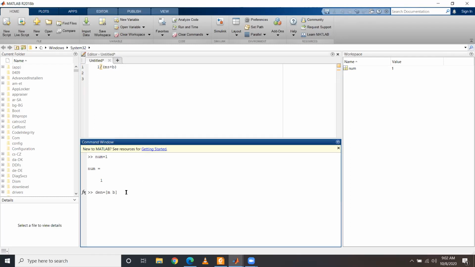Anyway, in our case, this is M, B, which is easy, and we have to define the values of M and B. I think M was 1000. You can check your lab sheet. B is 1. So denominator is M and B. So we have our num and den. Now you just have to define the transfer function using TF. G equal to TF, num comma den.